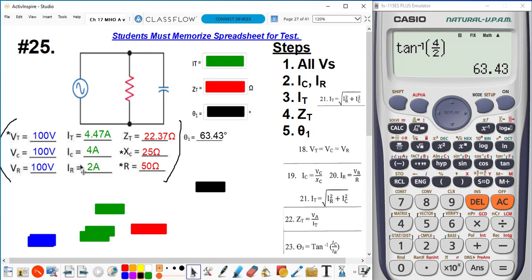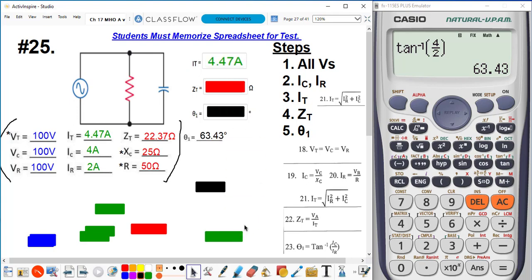You cannot add IC and IR together to get IT because the current going through the resistor and the capacitor go through there at different times. They're out of phase. How much out of phase? 63.43 degrees. Alright, here's the answers I'm asked for on the Chapter 17 math handout Canvas answer sheet assignment.